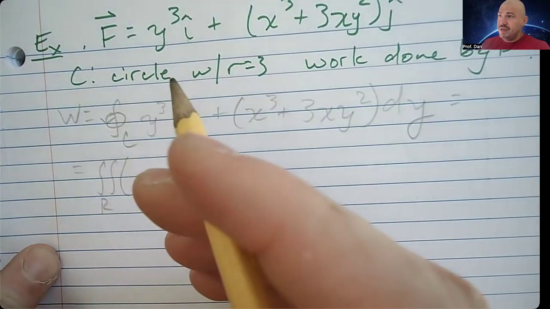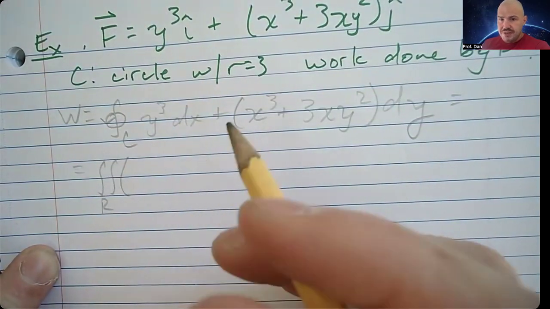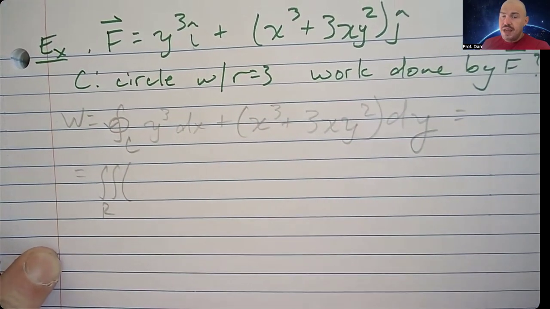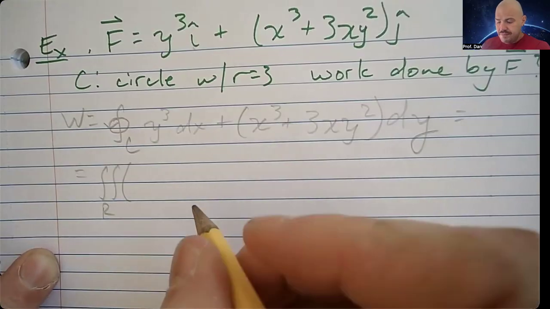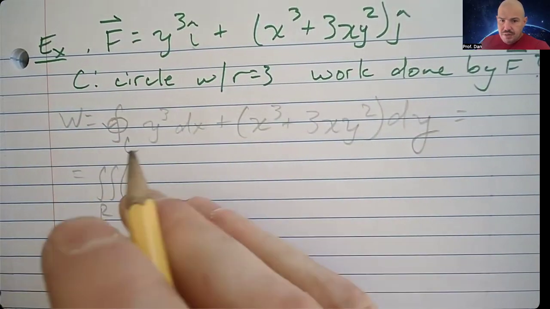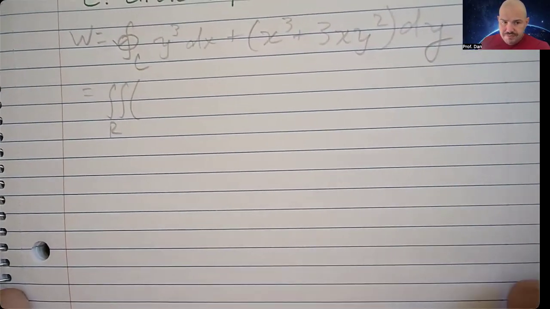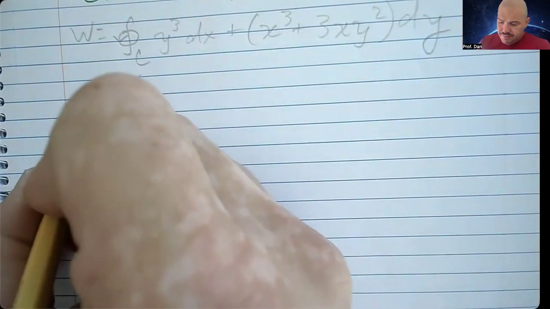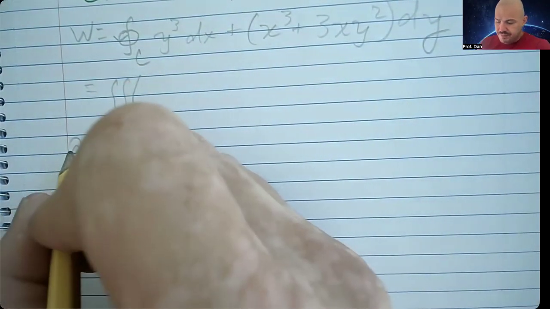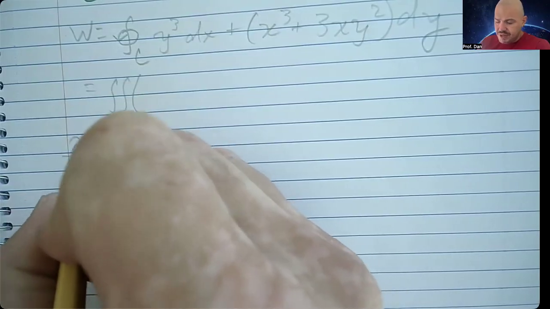of the partial derivative of n with respect to x minus the partial derivative of m with respect to y dA. All right, but before I write all that out, let's find these partial derivatives. So partial of n with respect to x.